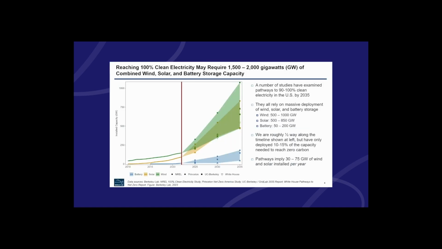So when we look all the way out to 2035, a lot of the studies are showing us that we need to deploy 1,500 to 2,000 gigawatts of combined wind, solar, and battery storage capacity. That's a whole lot. I assume as physicists in the room, that these numbers and the watts, the units of power make sense to you all, but 2,000 gigawatts represents a whole lot more than our current installed US power plant fleet, just to put that in perspective.